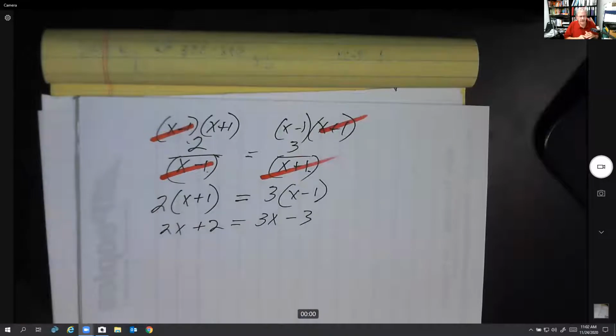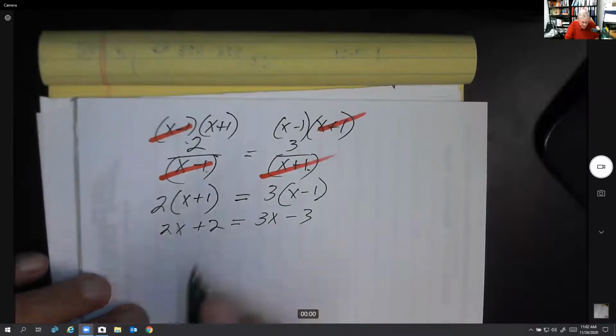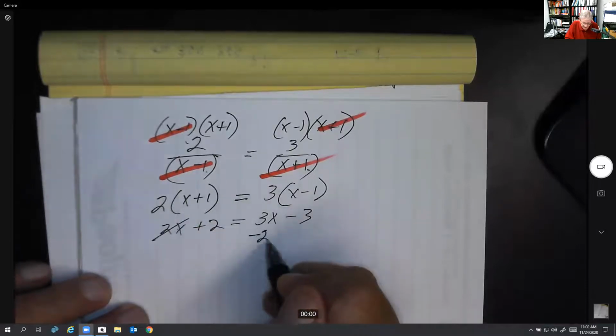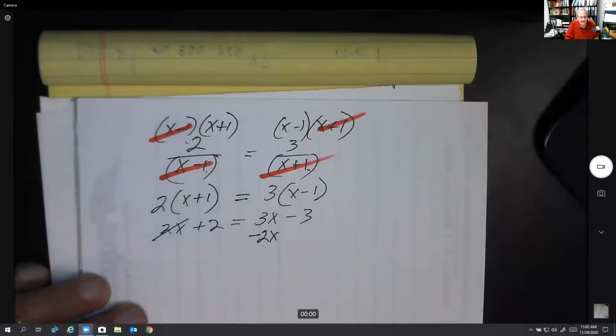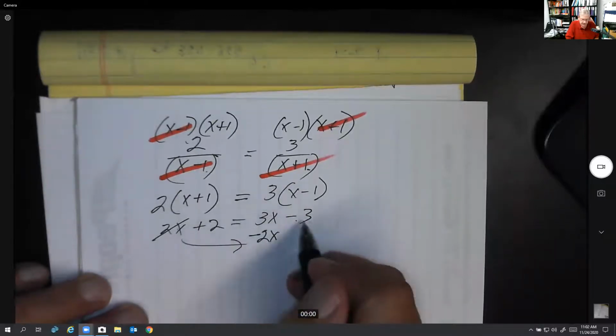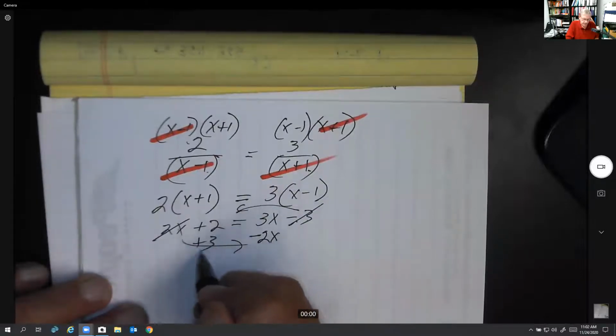Okay, well, I see there's no quadratic terms, so it should be pretty easy to solve. I'm going to bring the 2x over here because that way I'm dealing with a positive number. So I'm going to cross this off, bring it across the sign. Now it's negative 2x. Same thing with minus 3. I'm going to bring it over to the other side. Let's bring this 3 over here, positive 3.